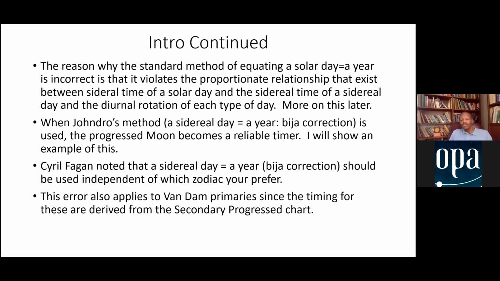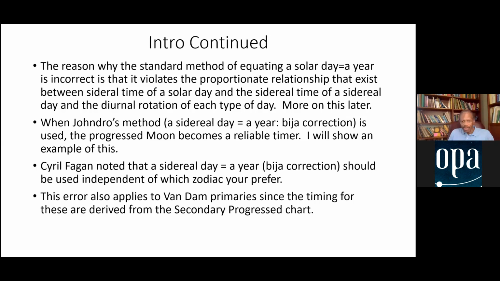Now, when Johndro's method, a sidereal day is equal to a year, is used, the progressed moon becomes a reliable timer of events. And I have an example of this in charts. When we get to the next session where we actually look at charts, I'll show you a case where the progressed moon was exact to the day of an event.